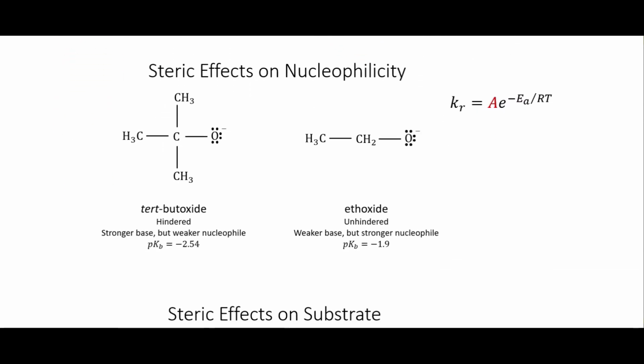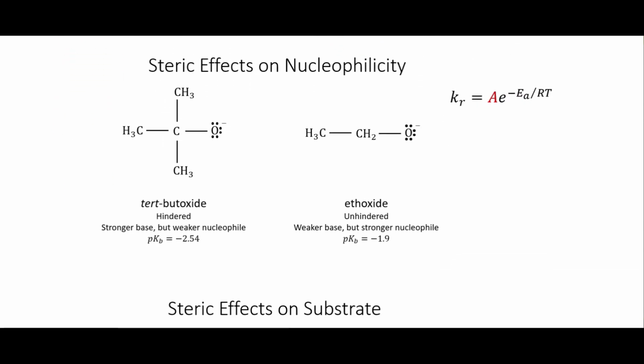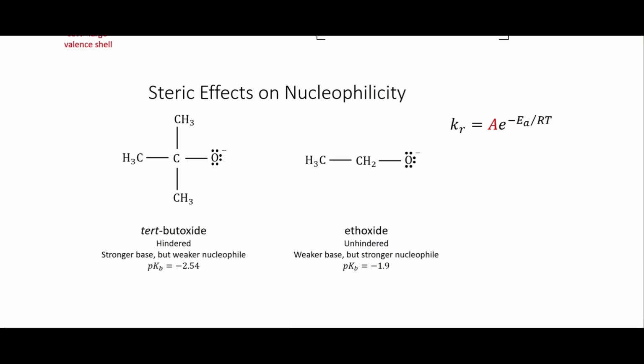All right, so let's look at some steric effects of nucleophilicity. And here is actually where the basicity correlating with a stronger nucleophile falls apart. And that's where we get these steric effects, which is very much just a kinetic effect. So this tert-butoxide, which is a stronger base with a pKb of negative 2.54, is actually a weaker nucleophile, where the ethoxide, which is a weaker base because it has a pKb of negative 1.9, is actually a stronger nucleophile.